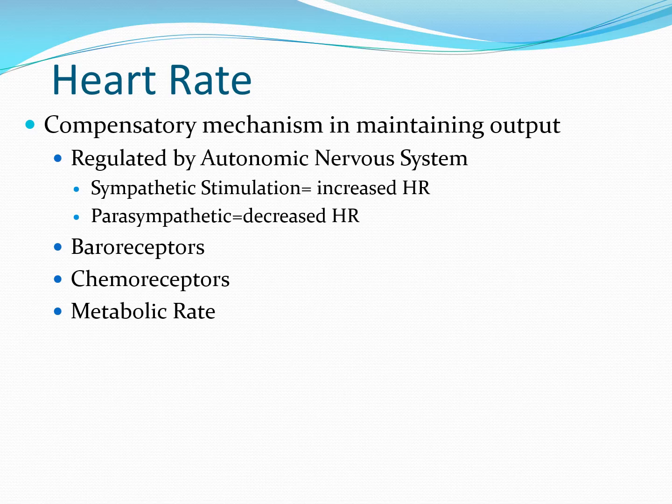Sympathetic stimulation increases your heart rate, parasympathetic decreases your heart rate. It responds to baroreceptors, which are in your carotid and your aorta, which literally sense the drops in your blood pressure, and that will send signals to your brain to either speed up your heart rate or lower your heart rate, again, to maintain that output. You have your chemoreceptors, which are really your body's own epinephrine, norepinephrine, dopamine that's released through the adrenal glands, and your metabolic rate that is regulated by your endocrine system.